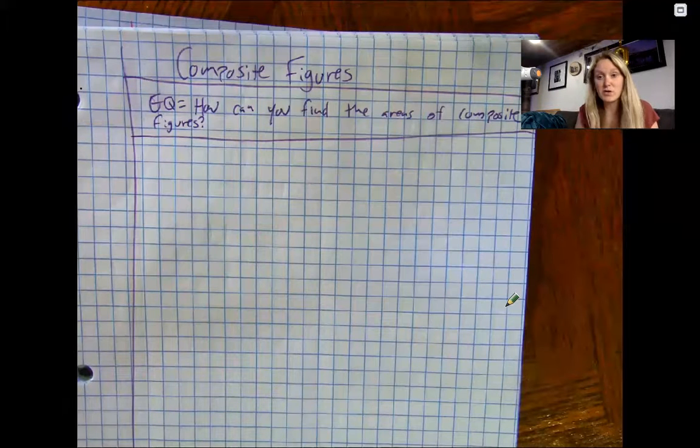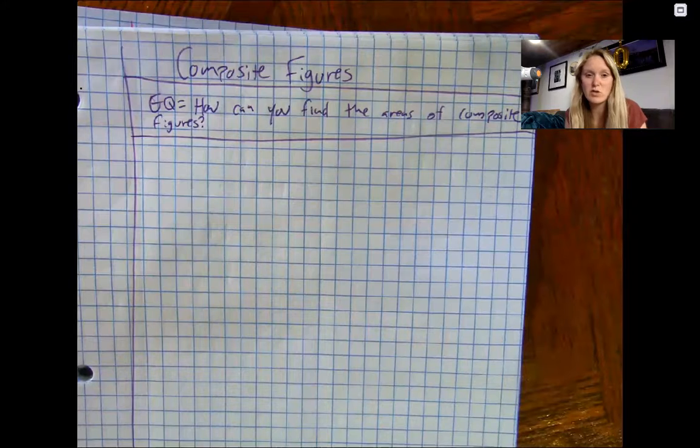All right, let's move into our second part of shapes. So next is called composite figures. So I'll let you write this down. Composite figures, when you compose something, you're putting more than one thing together. So composite figures are multiple shapes put together or kind of subtracted. So how can you find the areas of composite figures?